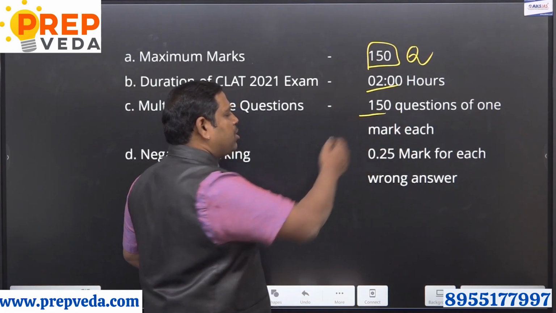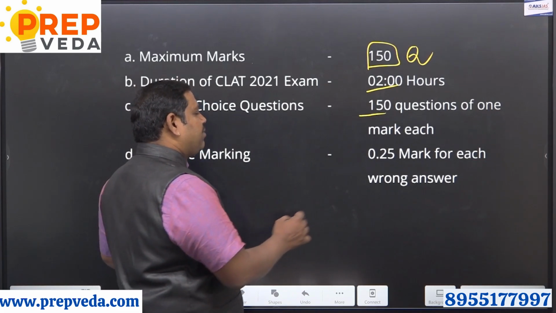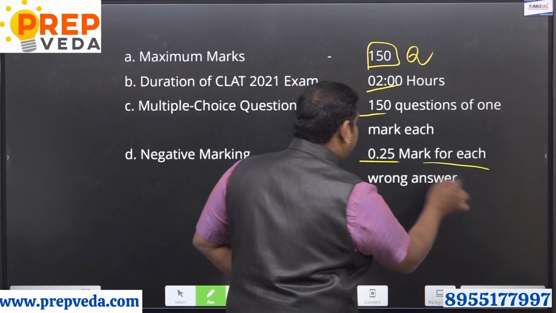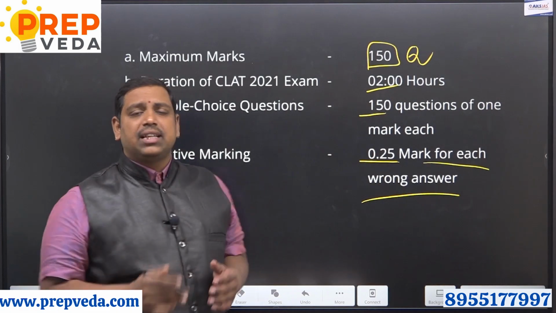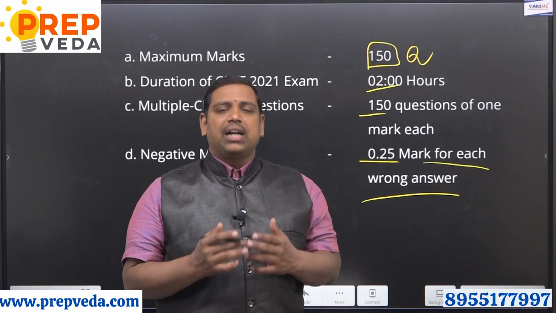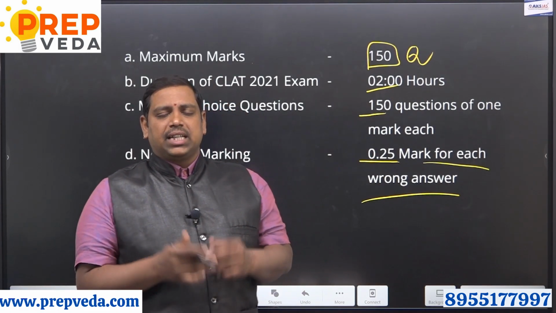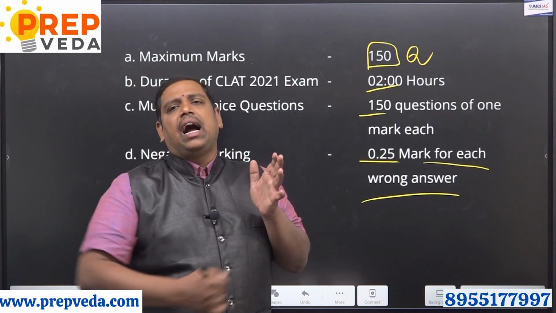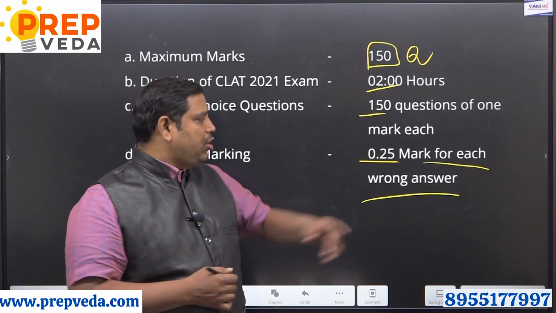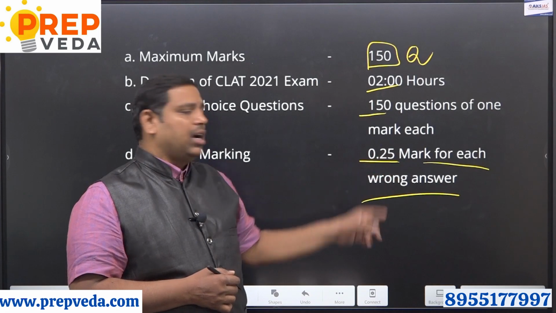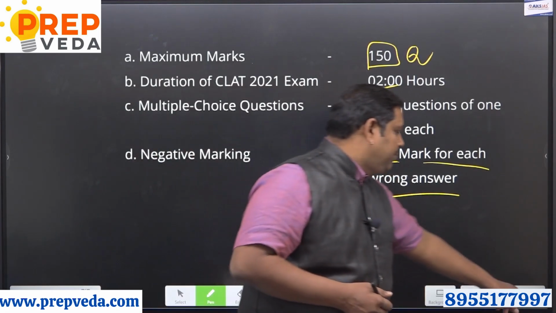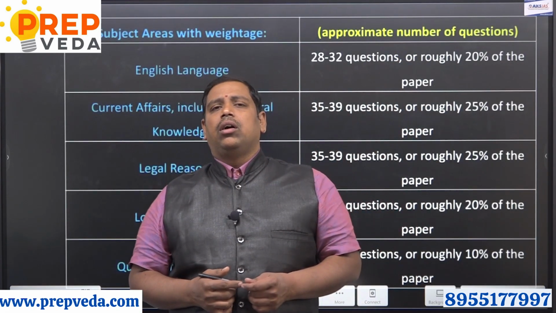This is multiple choice question, and the most dangerous one is 0.25 marks for each wrong answer. Each wrong answer carries some negative marks. That is the important point. That's why do not blindly answer all the questions. Each wrong answer carries 0.25 mark. Right, now let us see the weightage of each and every topic.